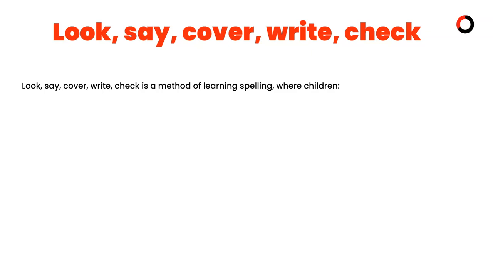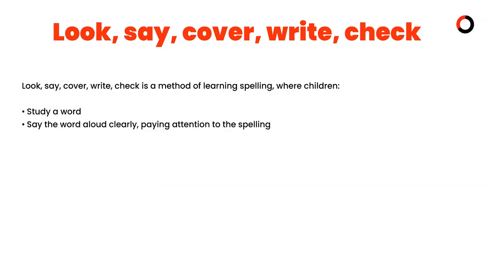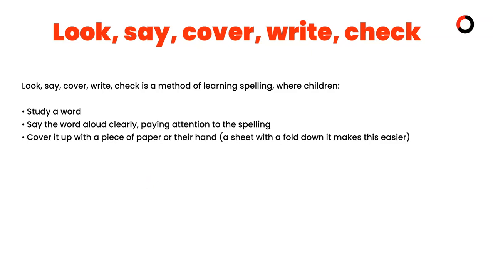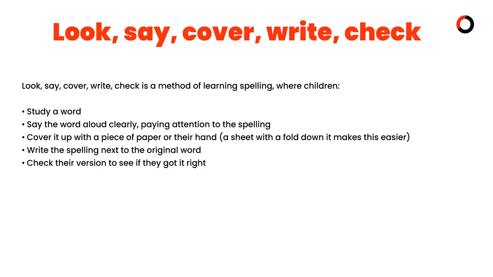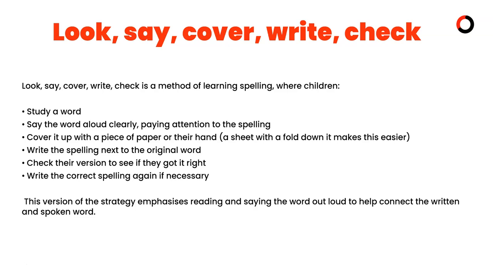The intervention is the Look, Say, Cover, Write, Check, which is a method of learning spelling where children study a word, say the word aloud clearly, paying attention to the spelling, cover it up with a piece of paper or the hand. We include a template in the resource folder. Write the spelling next to the original word, check their version to see if they got it right, and then write the correct spelling again if necessary. This version of the strategy emphasizes reading and saying the word aloud to help connect the written and spoken word.